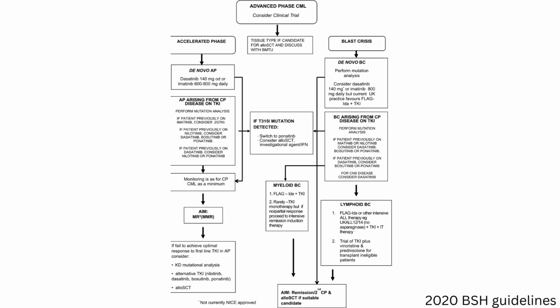For patients in blast crisis, the most common approach in the UK is to treat with FLAG-IDA first, and then proceed to an allograft if eligible. There is some evidence that dasatinib crosses the blood-brain barrier, so if you've got a lymphoid blast crisis, it's preferred to give dasatinib along with intrathecal chemotherapy.